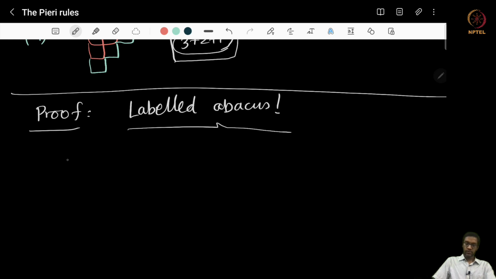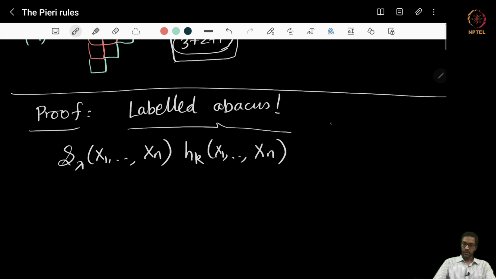So I'm going to prove the rule in the form that I stated it, that S lambda hk equals something. Okay, so let's consider this. Let's look at S lambda times hk. Let me assume that n is more than the length of lambda. So my claim is that this is equal to S mu of x1, ..., xn, mu being those special partitions, the description of mu as given in the theorem.